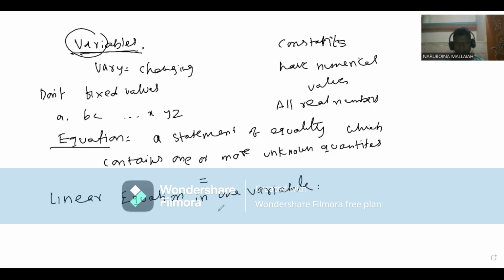If I take some examples, 5x plus 4 is equal to 6, or 7x minus 6 is equal to 10, 3x plus 4 is equal to 0. These all are examples of linear equations in one variable. Here, in all three equations, we have only one variable, that is x. It is an equation which contains only one variable, and the highest degree of that variable is 1.